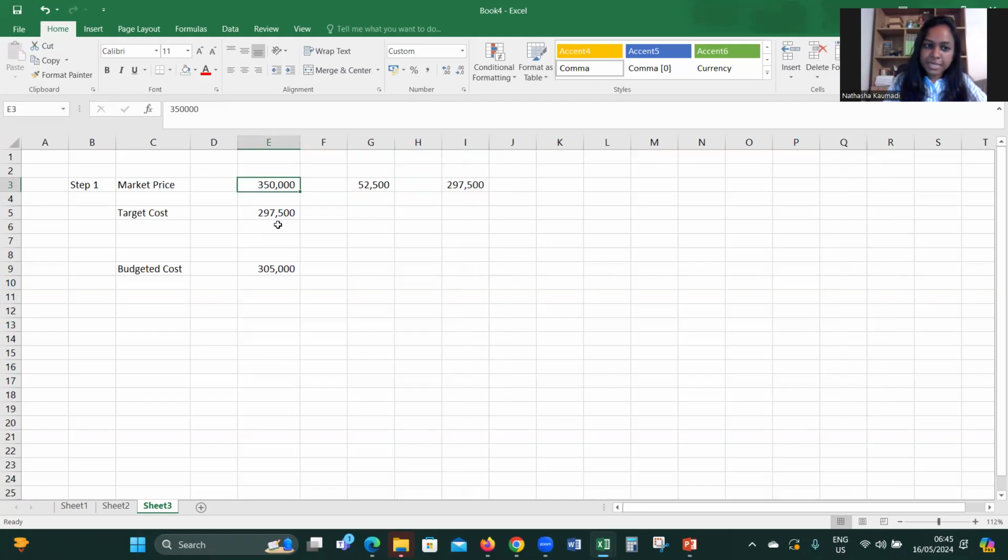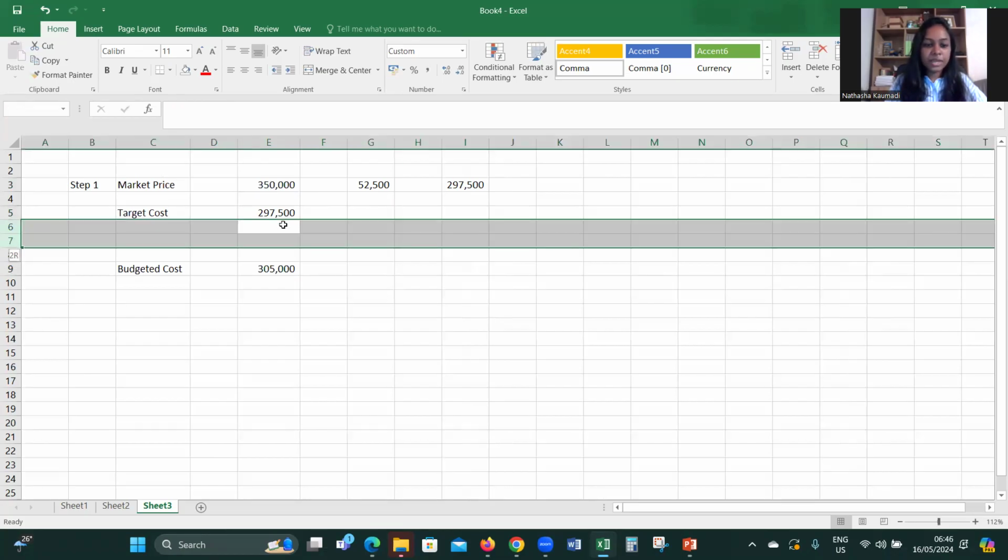Now see, if my market price is 350, 15% profit margin is 350 multiplied by 15%. Then my profit margin is 52,500. When I deduct 52,500 from the selling price, you have your target cost, 297,500. It's the same thing I did. So that is the short form. If I just multiply 350 by 85%, that is after deducting my profit margin, I have the target cost.